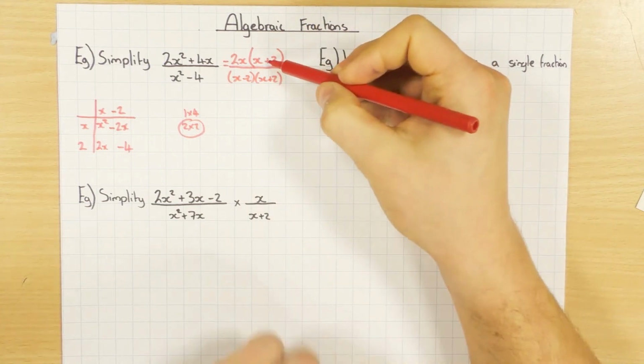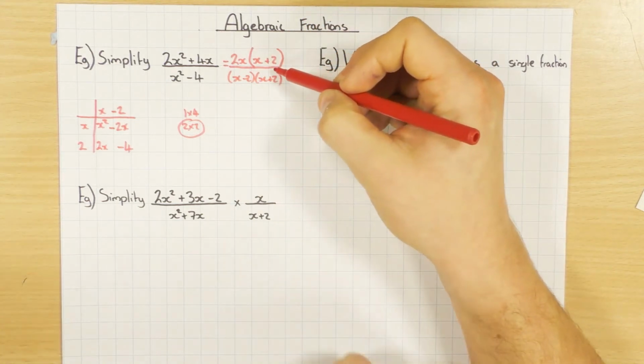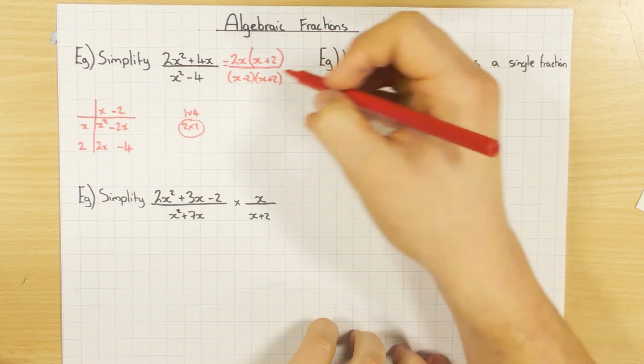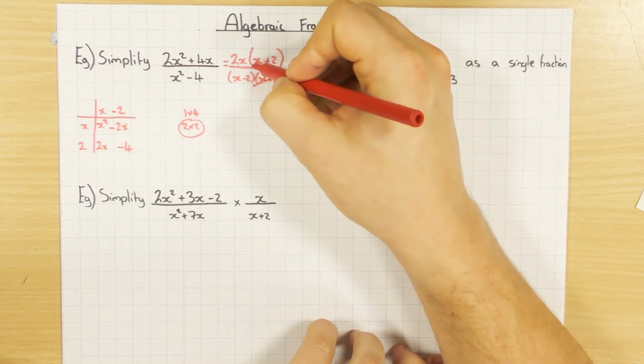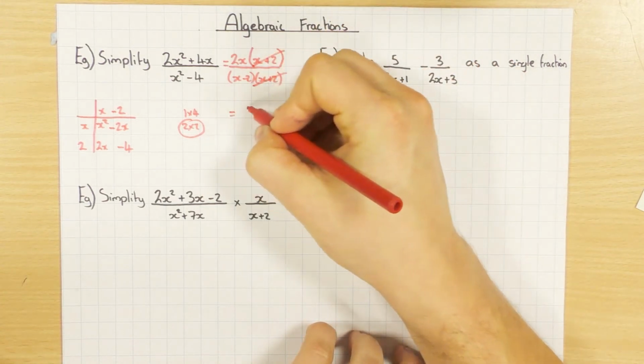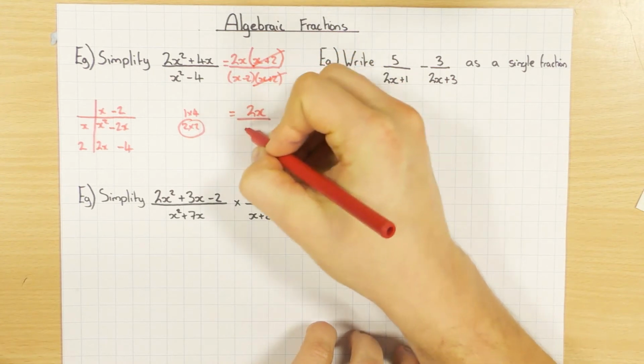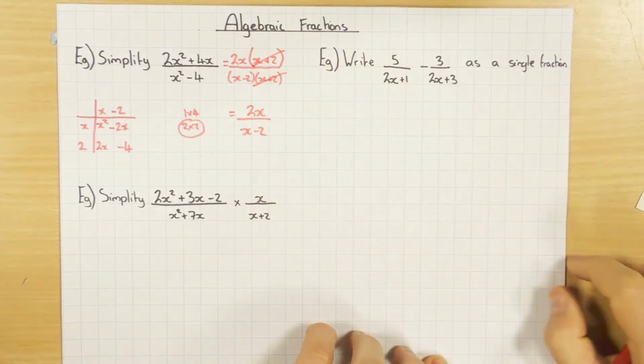And like I said, because there's one bracket x plus 2 at the top there, I'm likely to have one at the bottom, which I do. In which case, all I do is cancel those out. So my answer is 2x on top, and then x minus 2 on the bottom.